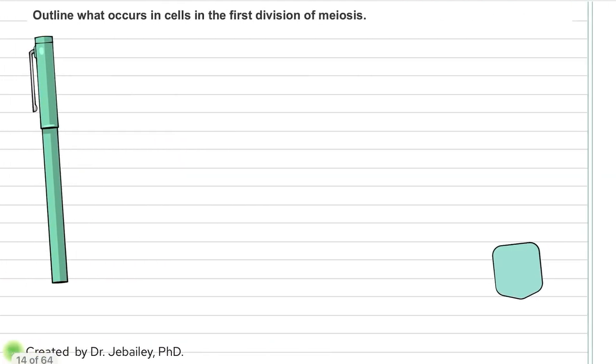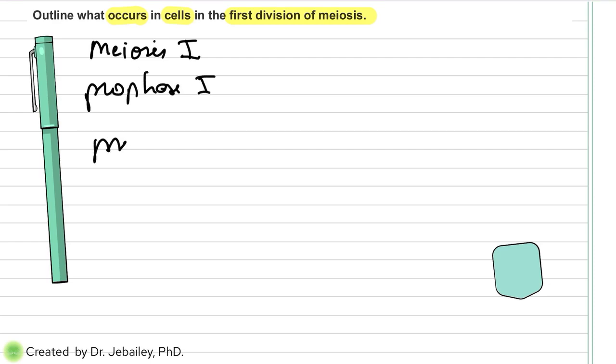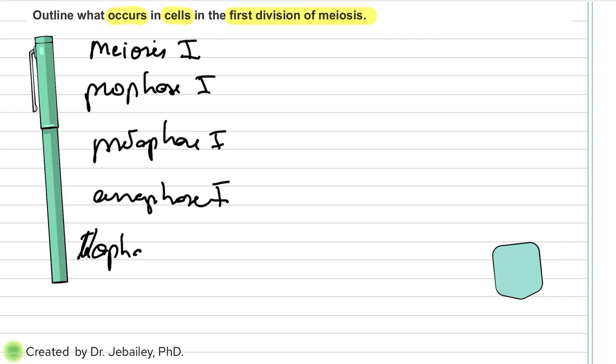Now the next question says, outline what occurs in a cell in the first division of meiosis. So basically they're asking you to describe meiosis 1. So when you talk about meiosis 1, you can also draw and then give annotations. You can get points for that. So the meiosis 1, we have prophase 1. We have metaphase 1. We have anaphase 1. Remember, you have to write the entire name. And then there is the telophase 1. You cannot abbreviate them by saying P1, M1. You got to get the full names written.